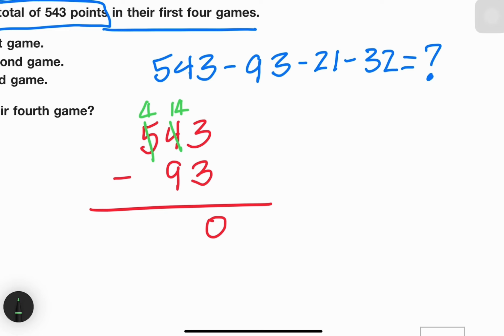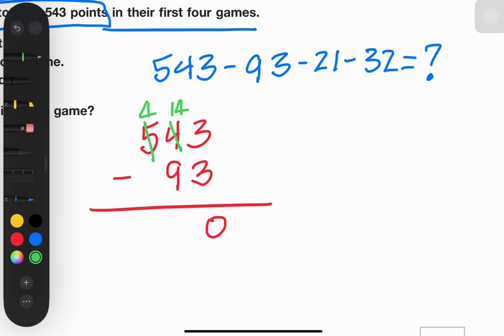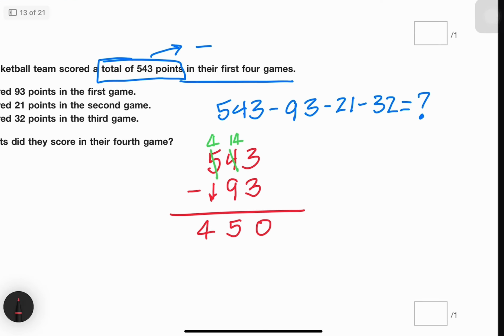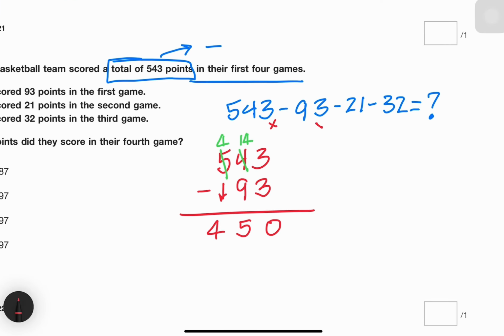So now if I do 14 minus 9, that's going to get me to 5. And then I have 4 minus nothing. I bring that down. That makes 450. All right. So I've already used 2 of my numbers here, and I'm going to take this 450 and bring it up, and I'm going to subtract the next number, which is 21. So I'm going to do 450 minus 21.